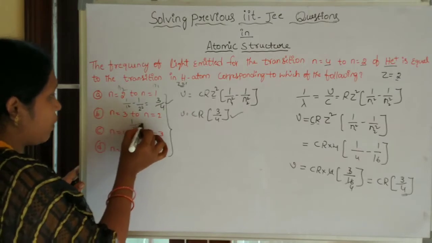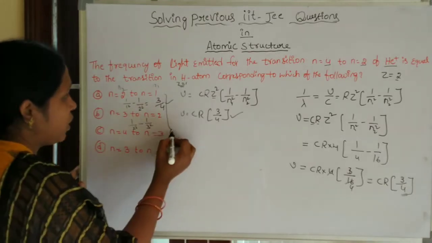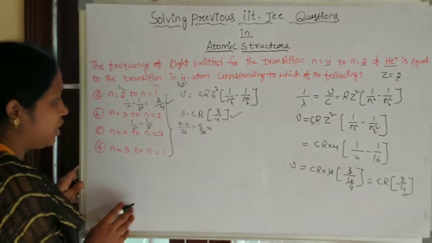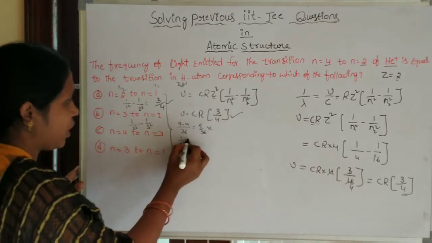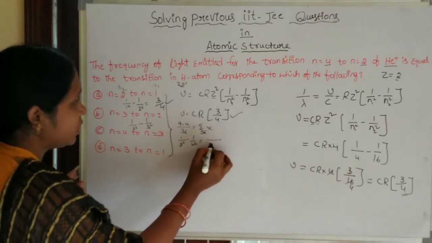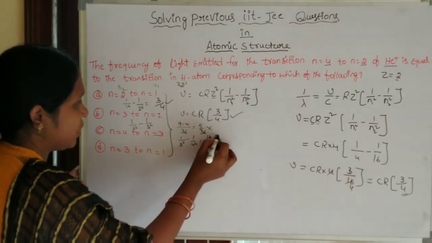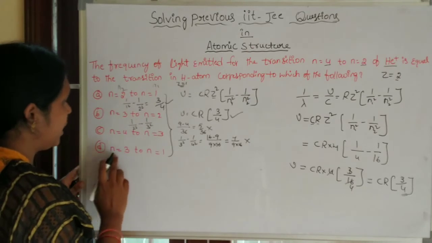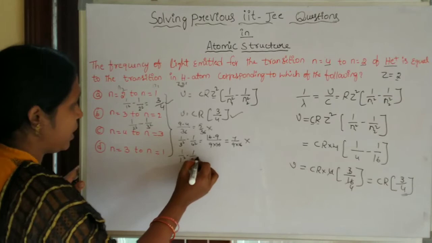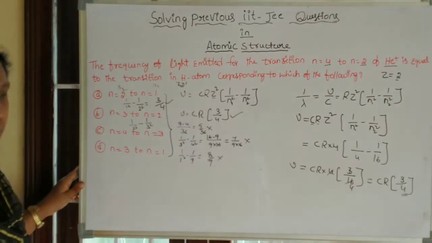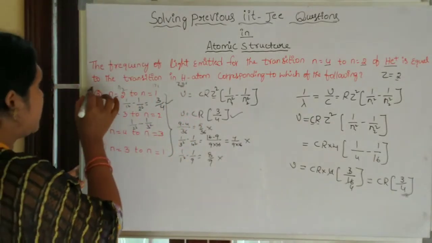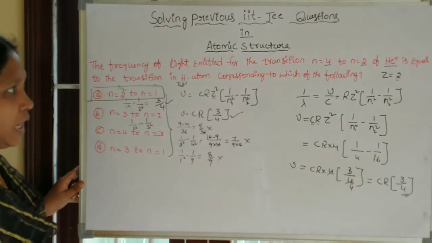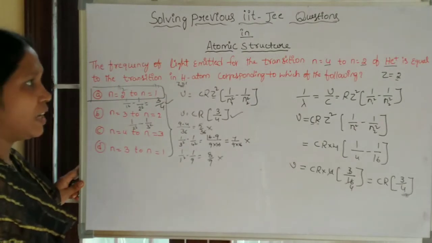Here 1 by 2 square minus 1 by 3 square means 1 by 4 minus 1 by 9, that is 9 minus 4 over 36, which is 5 by 36. Not the second one. Check the third one: 1 by 3 square minus 1 by 4 square is 16 minus 9 over 9 into 16, that is 7 by 9 into 16. This is also not correct. Next, n equal to 3 to n equal to 1: 1 minus 1 by 9 is 8 by 9. This also does not match 3 by 4. So in a hydrogen atom, the electron dropping from n equal to 2 to 1 emits the same frequency as the electron dropping from the 4th to the 2nd energy state of helium.